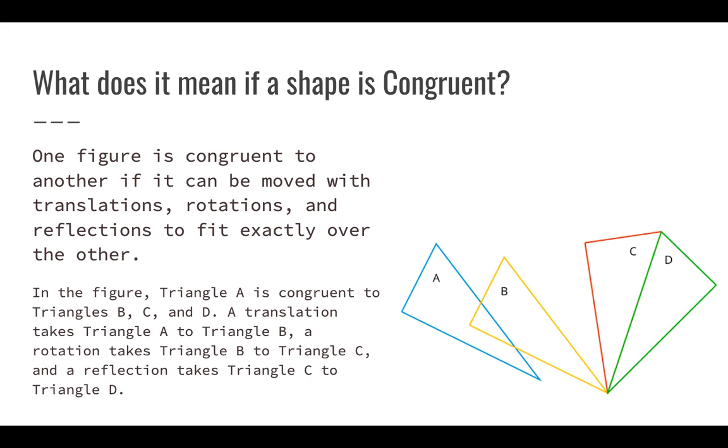What that also means in simpler terms is that congruent shapes are the exact same. They might be in different locations or turned or mirrored, but it's still the same shape, the same size, the same measurements. Everything will be the same.